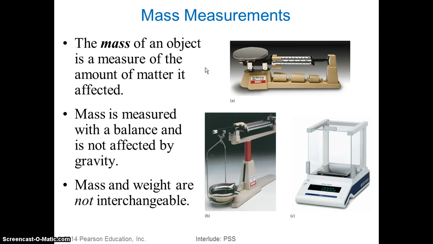Now let's talk about mass. Mass of an object is a measure of the amount of matter it contains. How do you measure mass? You can use a triple beam balance, pan balance, or electronic balance. Mass is not affected by gravity, while weight is. For example, my weight on Earth is 100 pounds, but when I go to the moon, it's one third of my weight. Why? Because of gravity. So mass is not affected by gravity, but weight is.